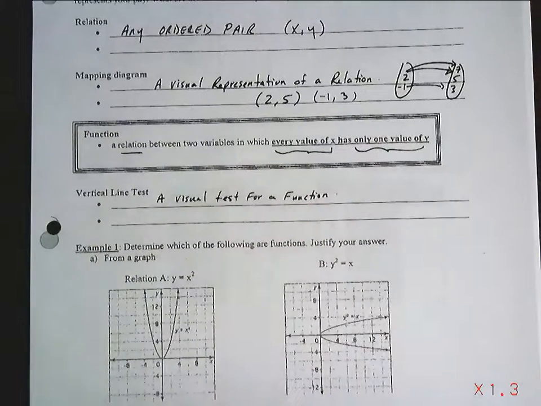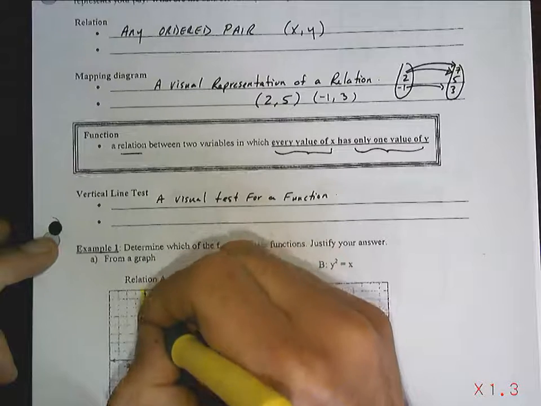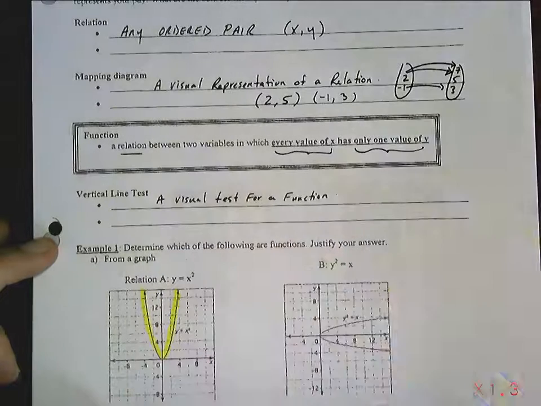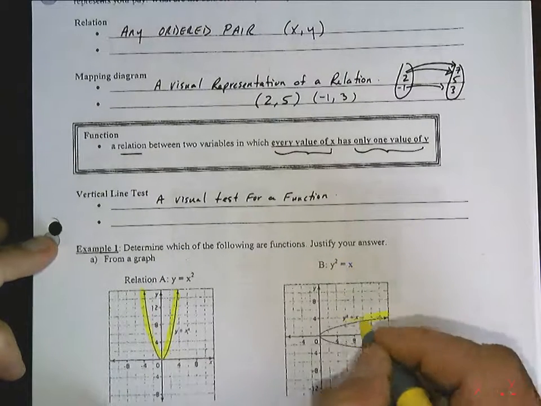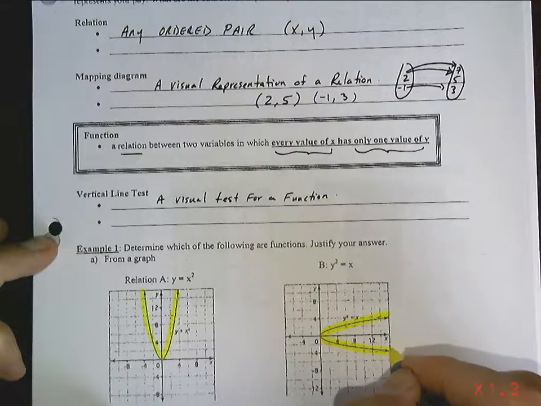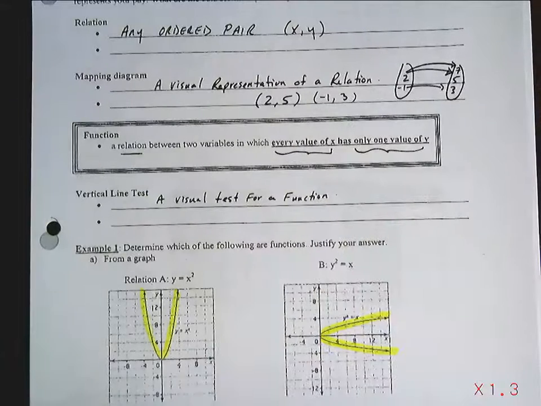So here is a relation, y equals x squared. Here it is right here. And here is another one, y squared equals x. One's a parabola and the other one is not. It's on its side. We don't call those parabolas.